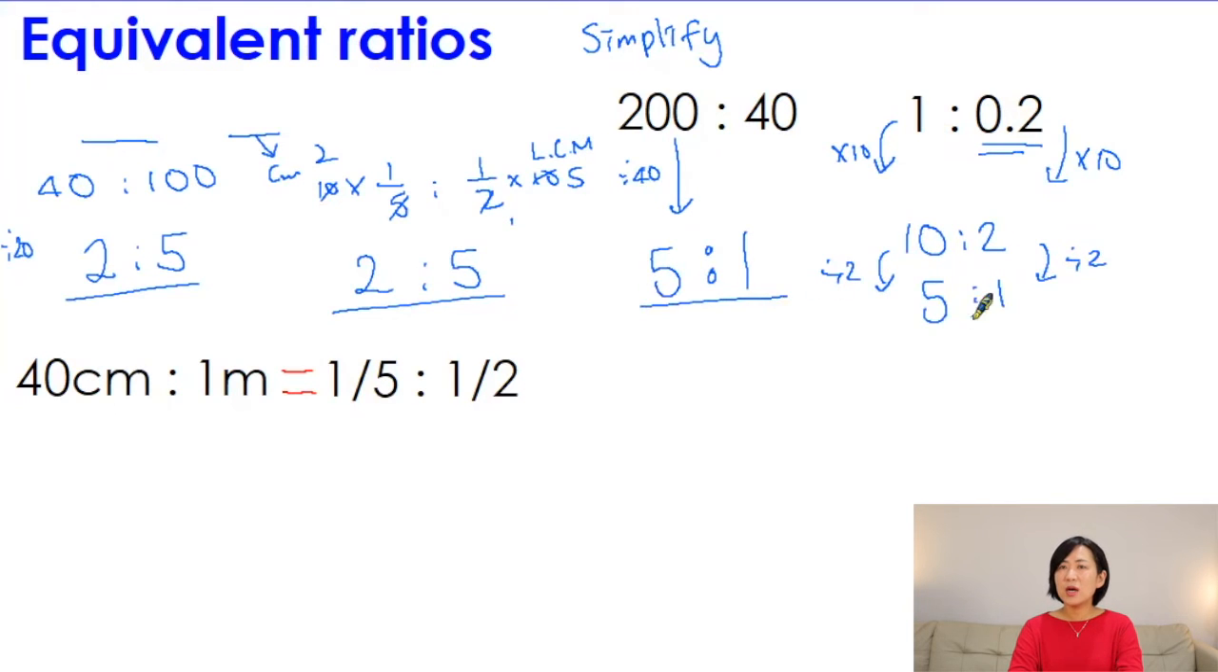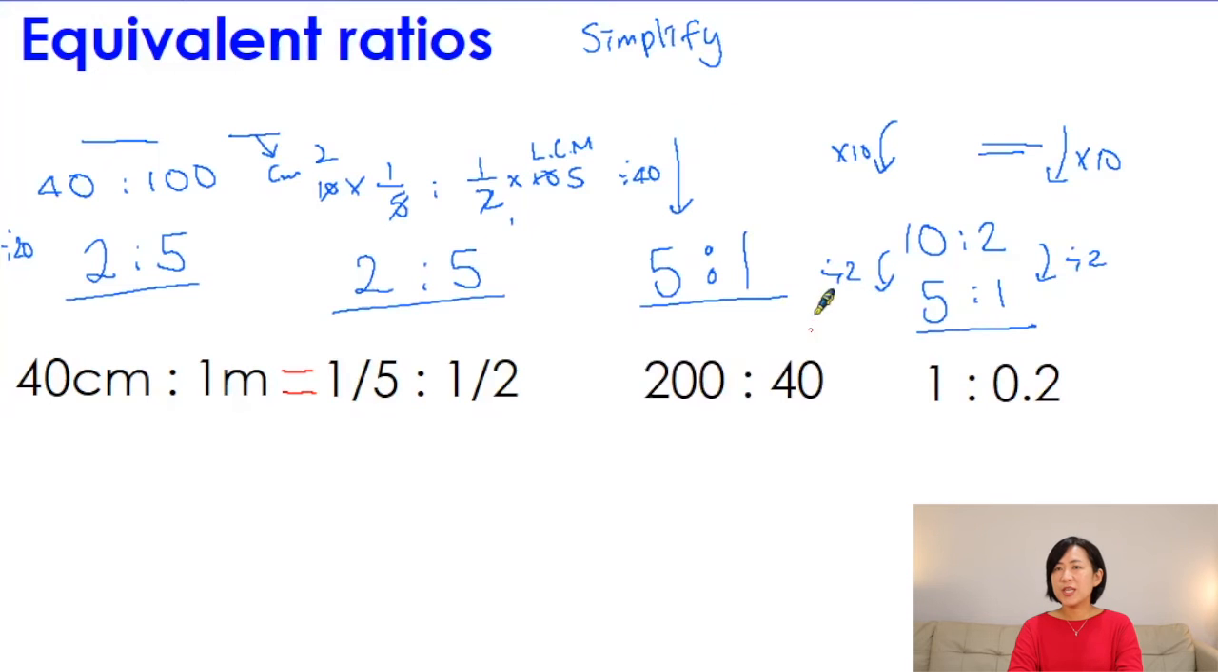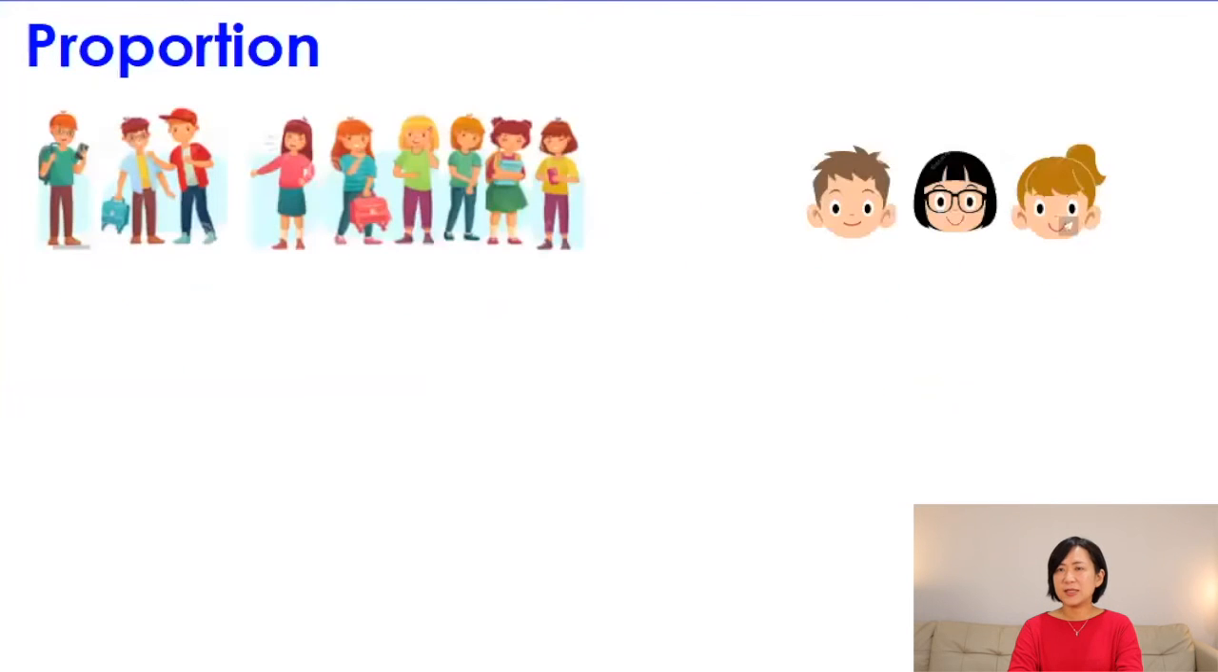Then 5 to 1, we can say both ratios are equivalent. Now, we've been talking about the meaning of ratio so far. But what is proportion? Proportion simply means when two ratios are equal to each other, that is a proportion.